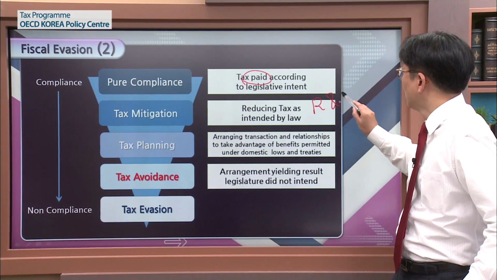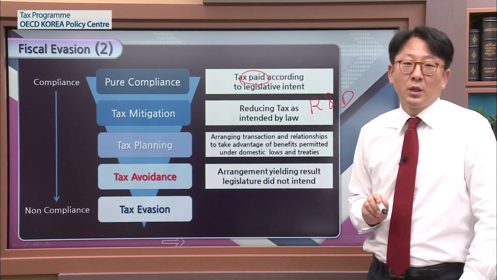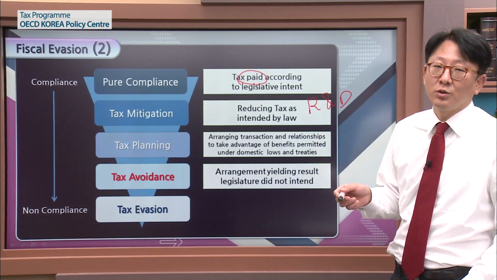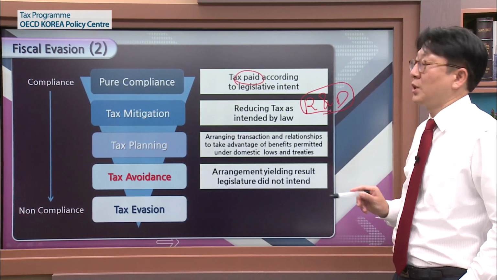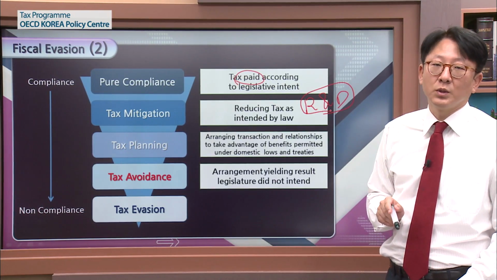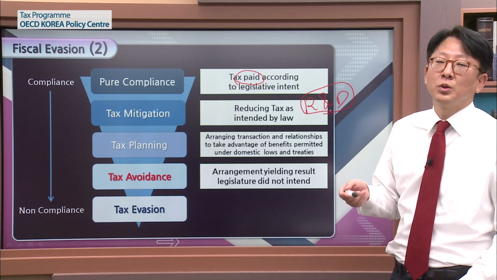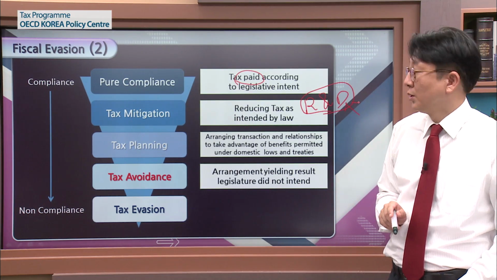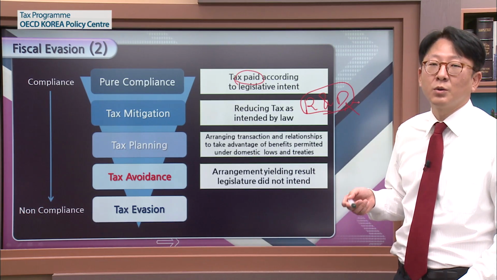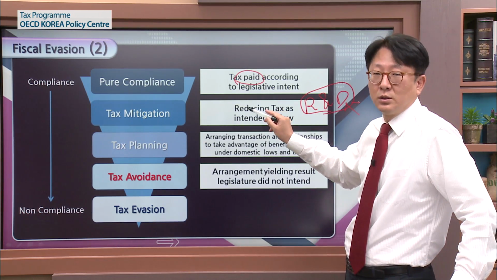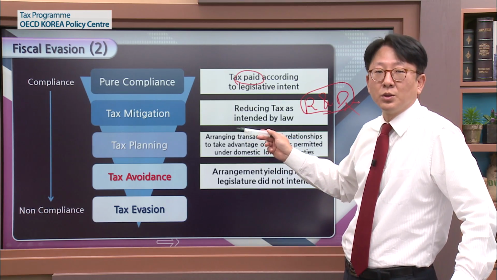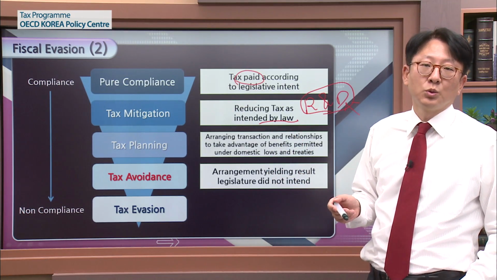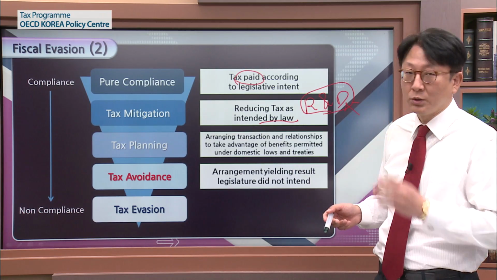For example, one company makes a tax return for the reduction of their tax charges because they put their resources and funds into R&D activity. In that case, tax law usually provides a tax credit on R&D expenditure. So by using that R&D credit, they reduce their taxes. In that case, that is tax mitigation. It is intended by the law to make an incentive for R&D behavior or activities.